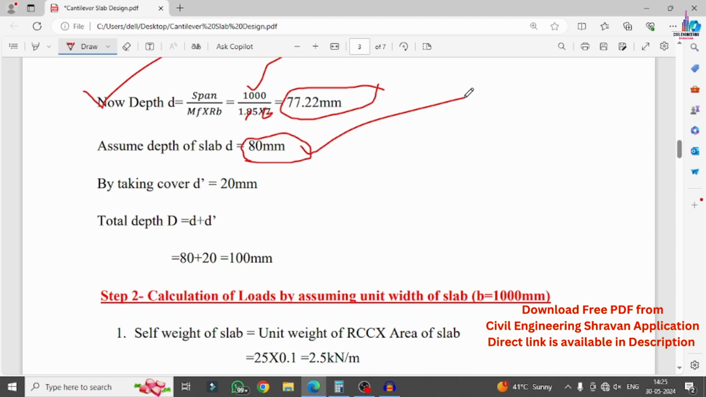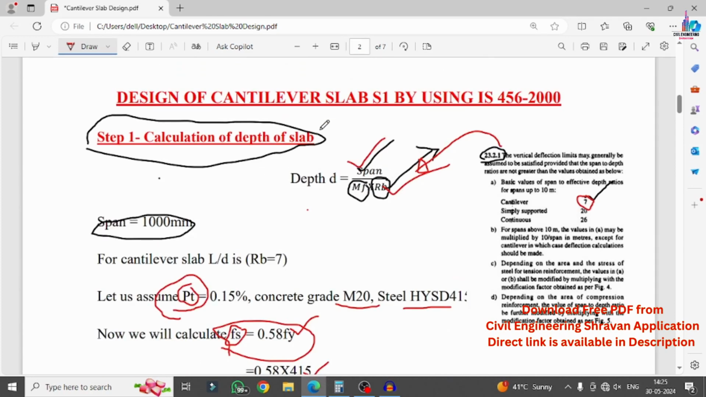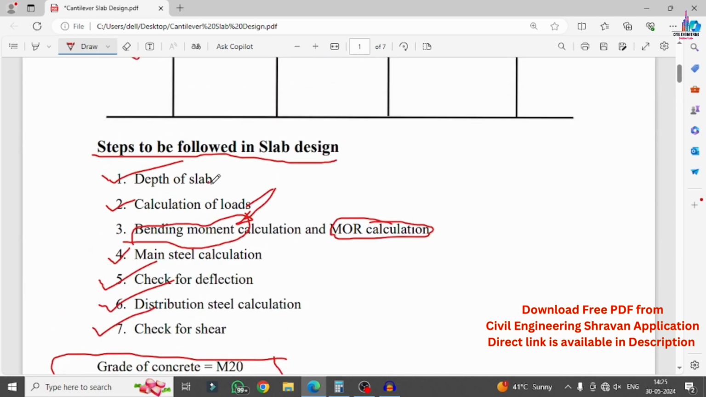Now, for this particular slab section, I am assuming the cover is 20 mm. If I sum the depth of the slab and the cover, we get the total depth: 80 plus 20, which is approximately equal to 100 mm. So this is the first stage, calculating the depth of the slab by using the IS456 2000 code. We are done with this first step. Now our next step is to calculate the loads.